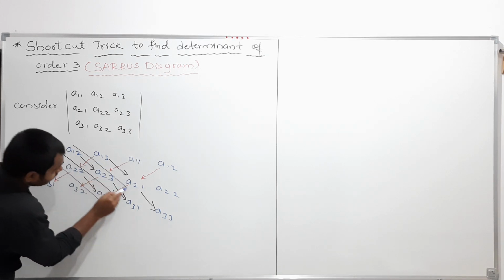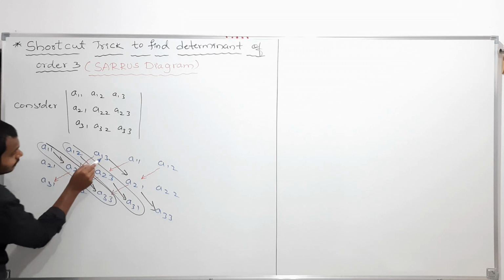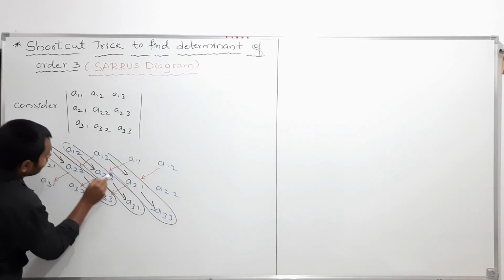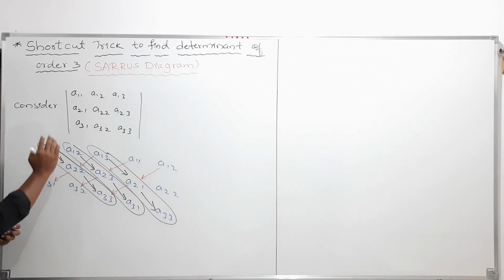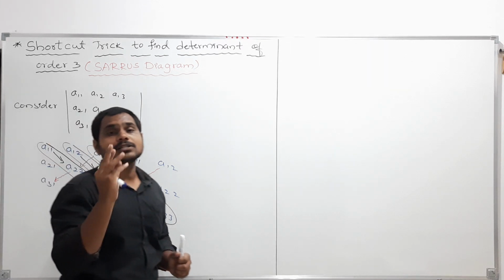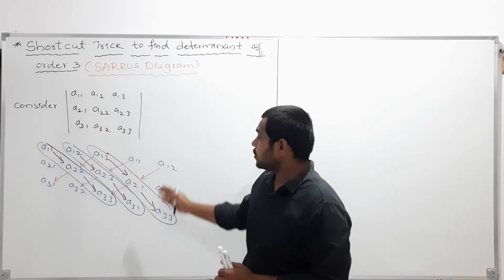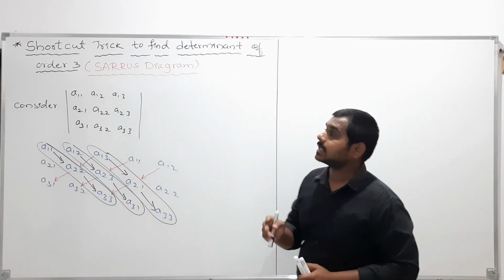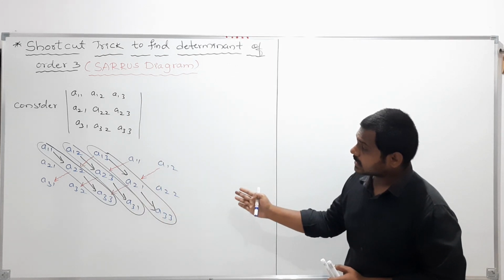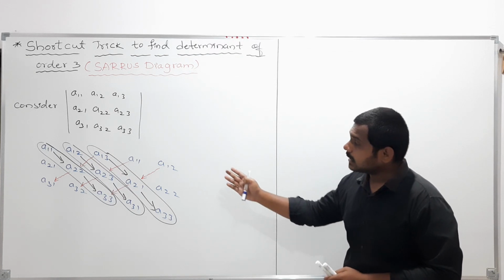Clear? And next, the remaining we will take as the anti-diagonal. So my dear students, to find the determinant of a matrix of order 3, we can use it like this, and we call this the Sarrus diagram. By using the Sarrus diagram method, you can calculate the determinant value.